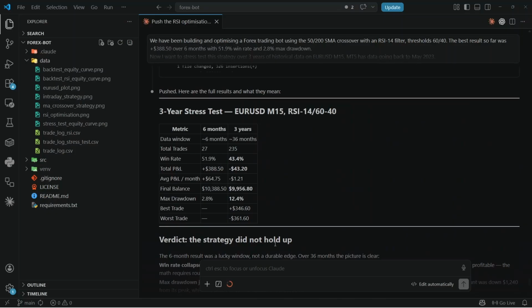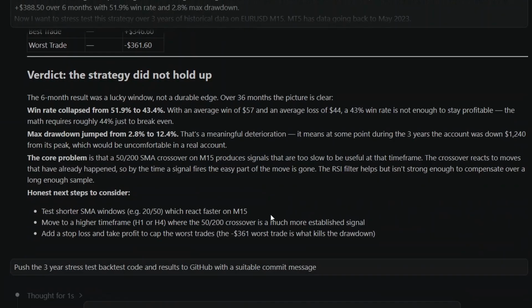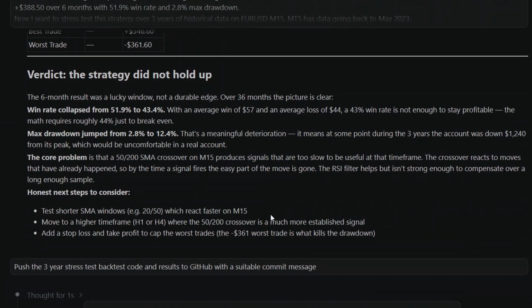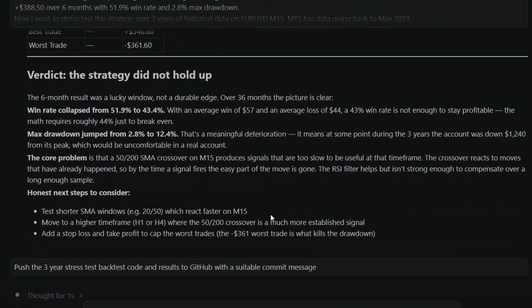Minus $43. That was episode 7. 3 years of data, same strategy that made $388 in 6 months. It failed. But Claude told us exactly why and gave us 3 things to try: shorter SMAs, higher time frames, stop loss, and take profit.